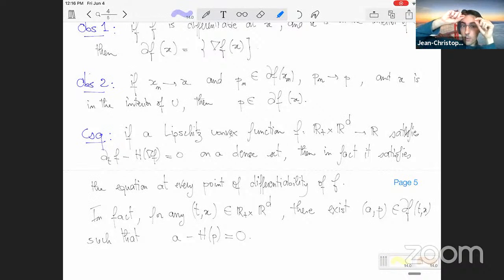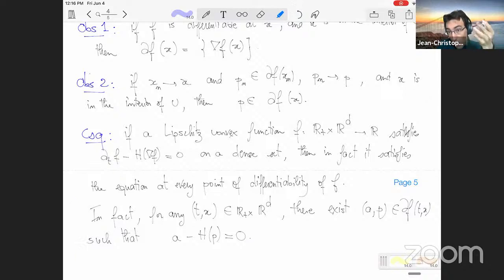And then by observation number 2, I know that the limit I get is going to be in the subdifferential at this point we gave ourselves. And by continuity of H, we know that the limit of the slopes will also satisfy this A minus H of P equals 0 relation. Okay, so this justifies this part.